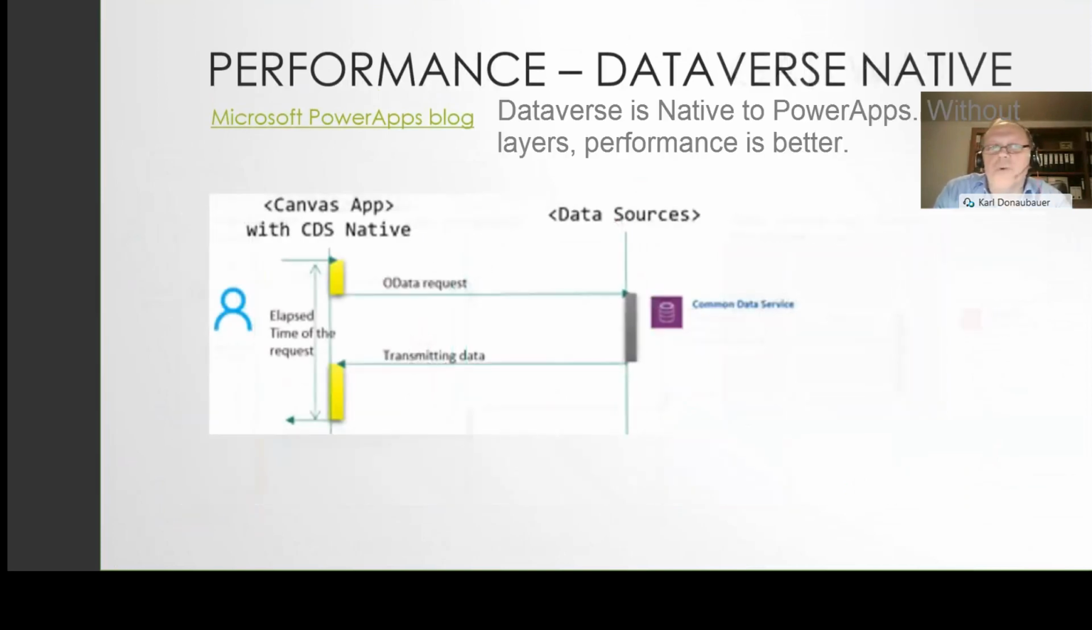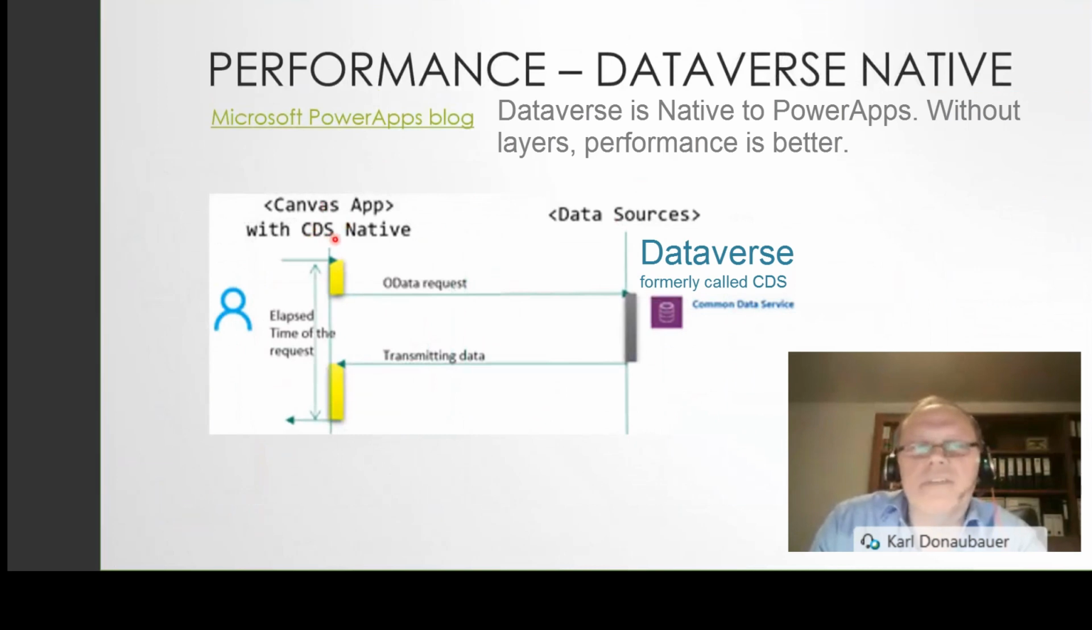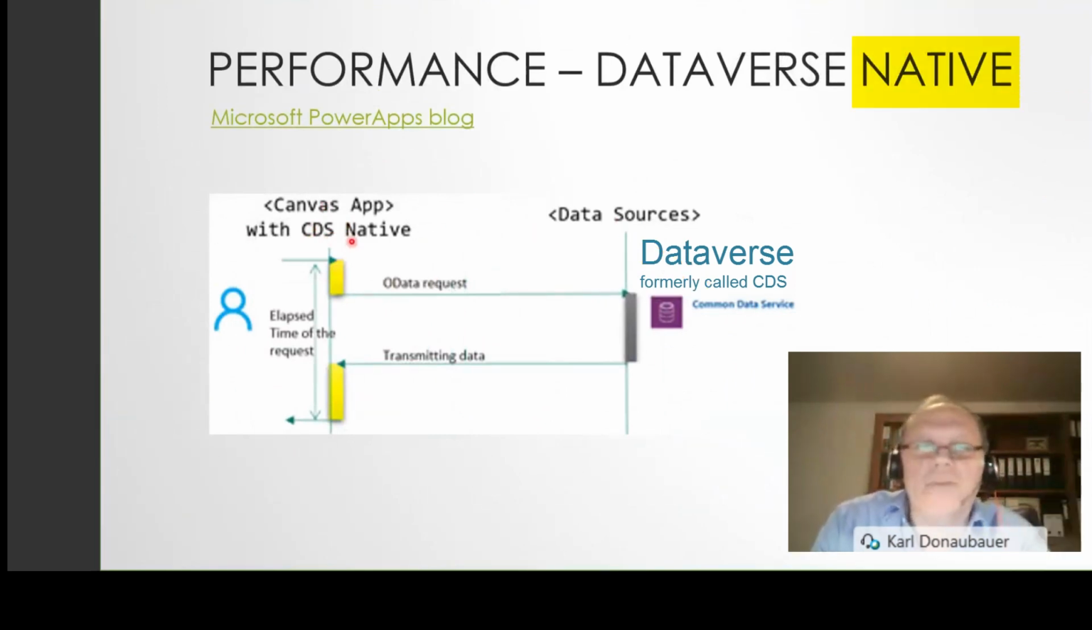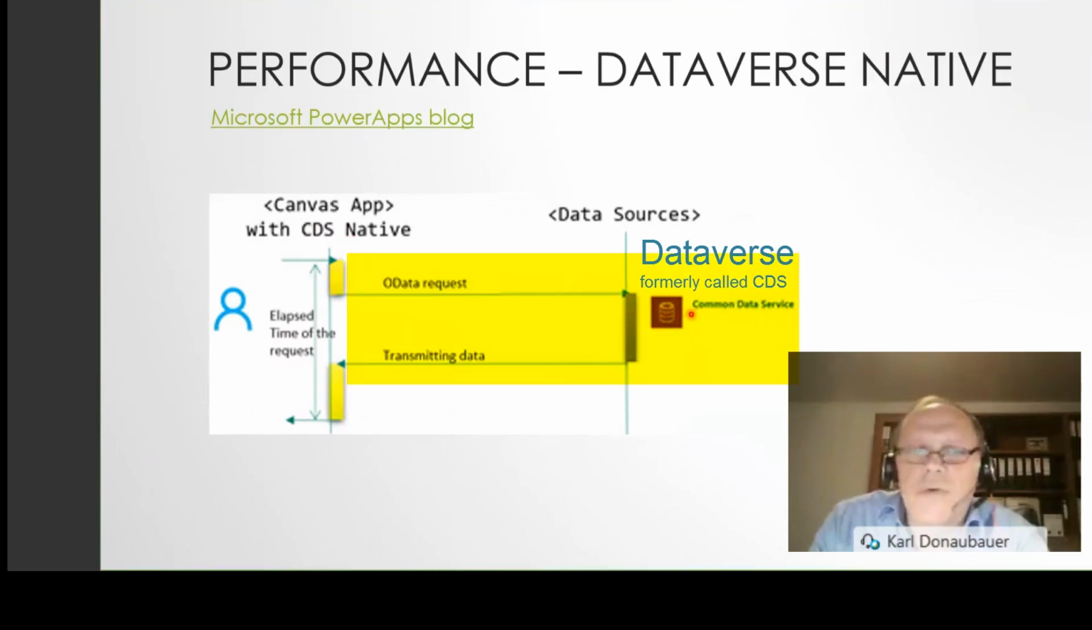So what about Dataverse or CDS, Common Data Service? There are no layers between. That's why it's called the native data source. The front end sends the OData request to Dataverse, and the data travels back. That's it. That's why the performance is better with Dataverse, of course.